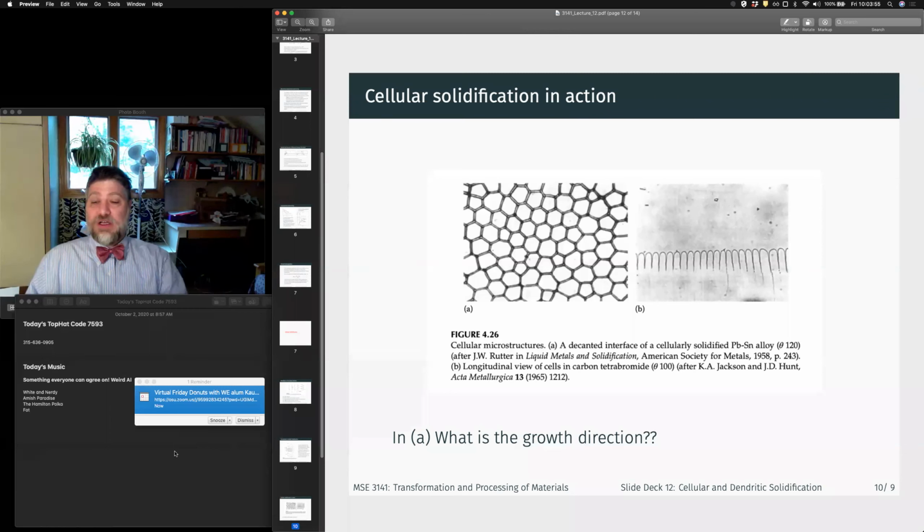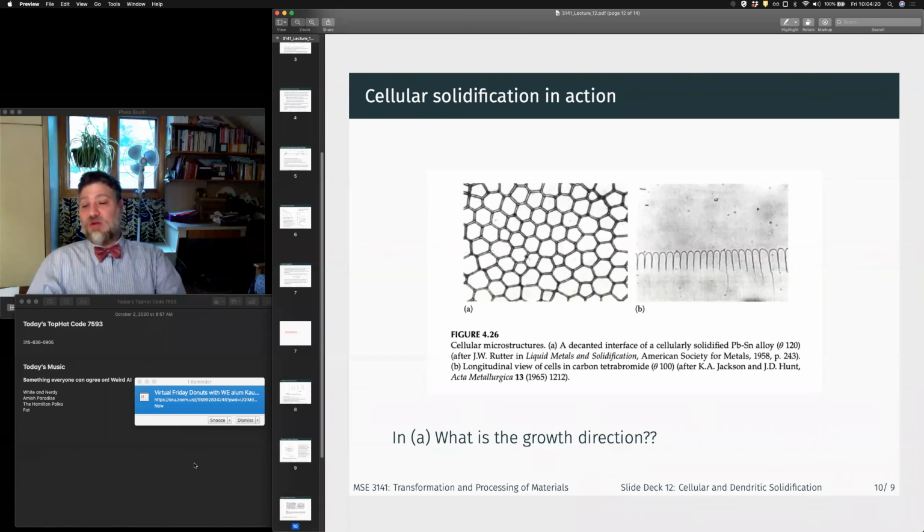And Joel's question, can you use that to manipulate the grain orientation? Not really, no, because these all are growing from the same solid. So all of these cells, these growth cells, have the same crystal orientation.